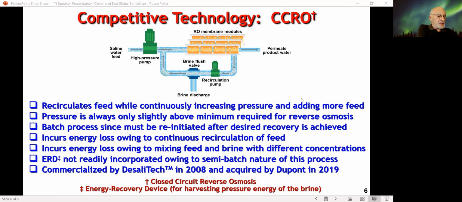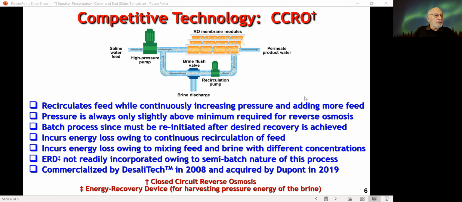Closed-circuit reverse osmosis is a competitive technology patented in 2009 and commercialized by Desalitech and purchased by DuPont in 2019. Closed-circuit reverse osmosis continuously recirculates the seawater feed while gradually increasing the pressure in the entire module to cause permeation at a pressure only slightly above the required minimum. Seawater feed is continuously added to the recirculating feed on the high pressure side of the membranes. The pressure is increased until the maximum pressure is reached for the desired water recovery.